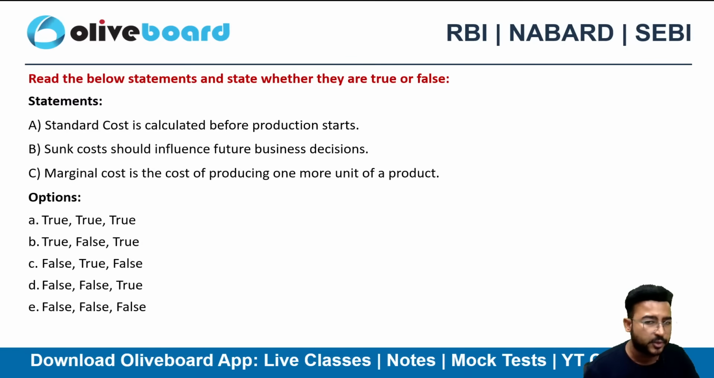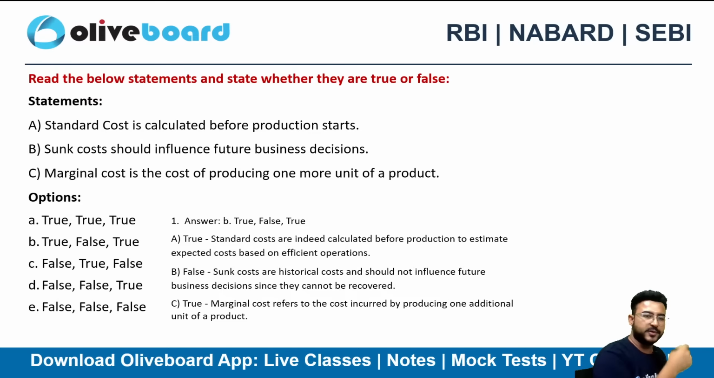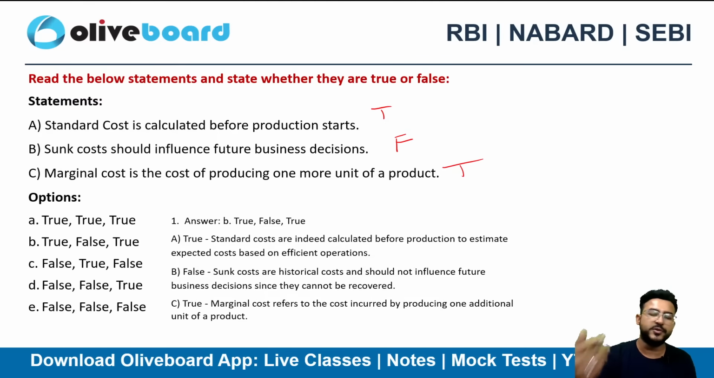Read the following statements and tell me which one is true and which one is false. Standard costing is calculated before the production starts. Sunk cost should be influencing future business decisions. And marginal costing is the cost of producing one more unit of the product. Here option B will be the correct choice. First one is true. Second one is false, we never consider sunk cost in future business decision making. And the last one is again true. Marginal costing, as the name says it all, is the marginal cost to produce one more unit.